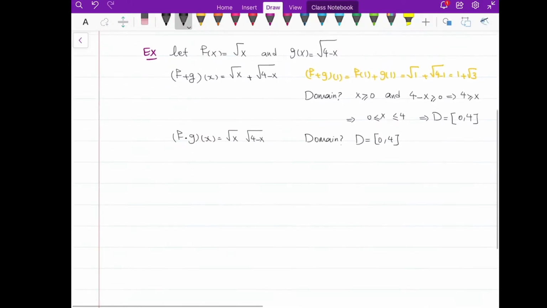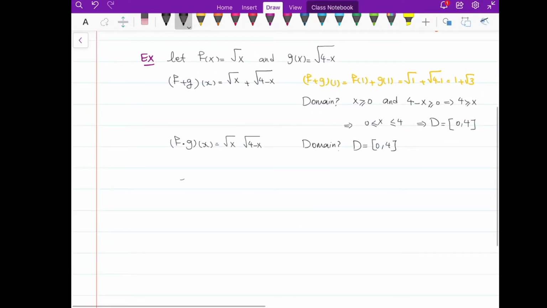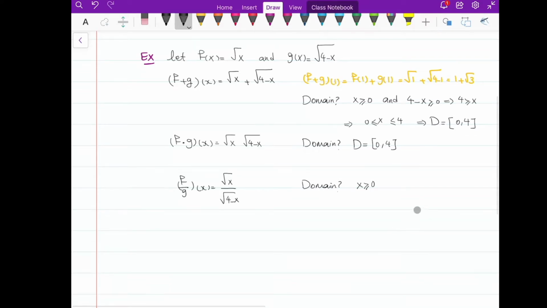Okay, let's go to the fraction. If I have f over g at x, it would be f of x, which is this, over g of x, which is that one. What is the domain? Well, I have the same constraint that x should be greater than or equal to 0, okay? And I have a constraint on the bottom for the square root. 4 minus x should be positive, but since it's in the denominator, 4 minus x cannot be equal to 0, so it cannot be equal to 0.